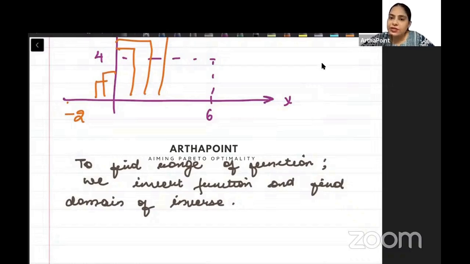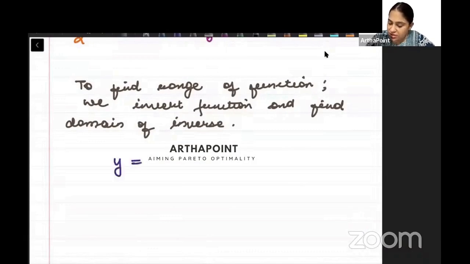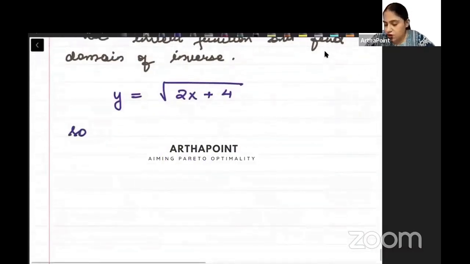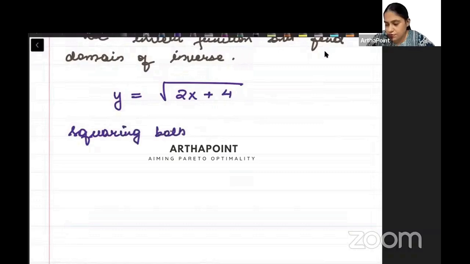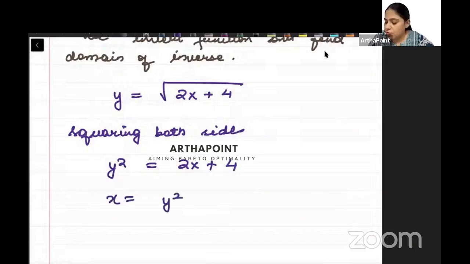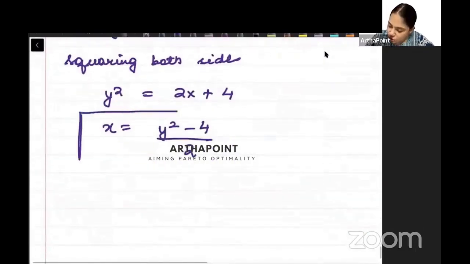So what I am doing, look carefully. I am saying y is equal to the square root of 2x plus 4. Okay? Squaring both sides, what will you get? y square is equal to 2x plus 4. What will be x? y square minus 4 divided by 2. Okay?